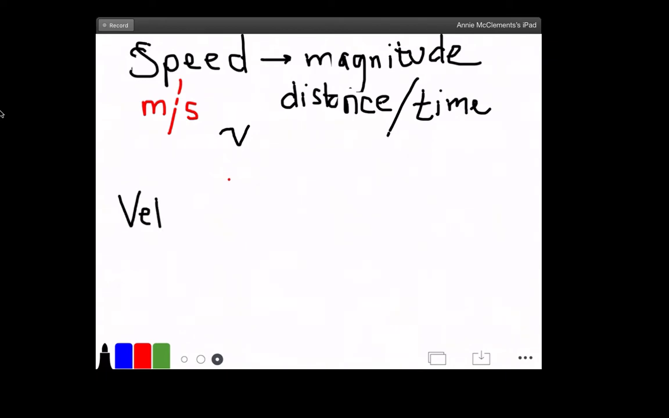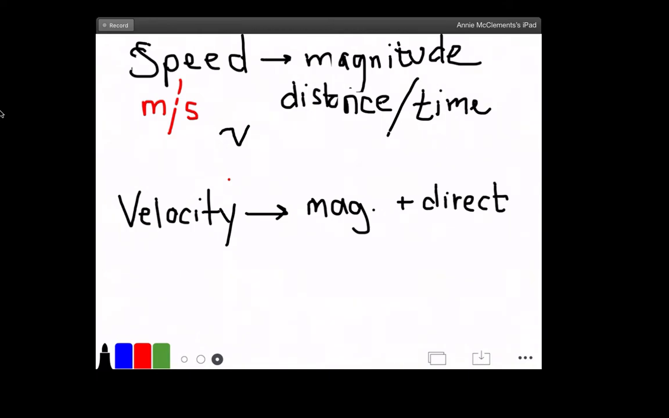Then we've got velocity. A lot of times we use these words interchangeably, but they are not the same. Speed and velocity are not the same. Related, but not the same. Velocity is going to have a magnitude. It's going to have some size. We could say that their velocity was 60 miles an hour, but it's also going to have direction. And that's what makes it different from speed. It's going to indicate where that person was going.